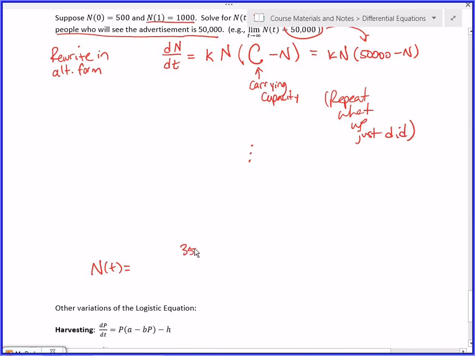You get 351.65 divided by 0.007033 plus 0.6963 e to the negative 0.7033 t. Okay. Again, in this case, A would be 50,000 K, B would be negative K, and your P naught is your 500 from up here.